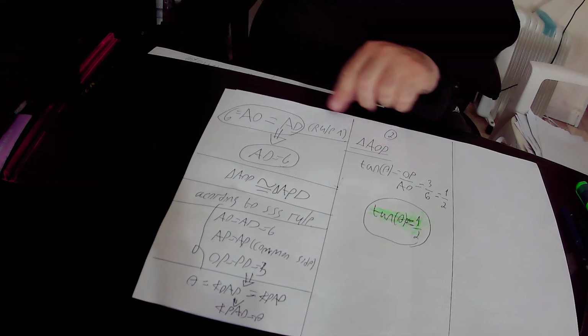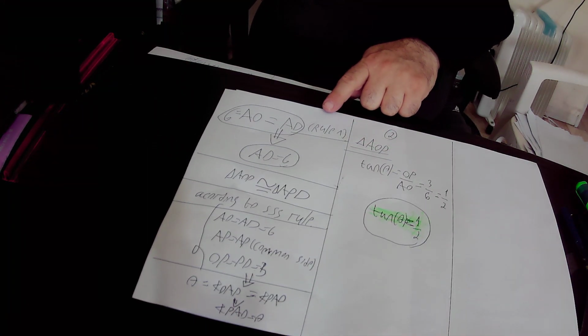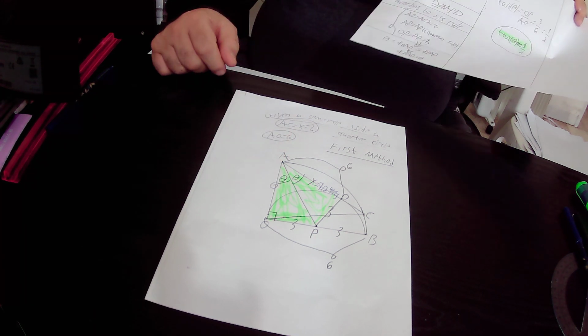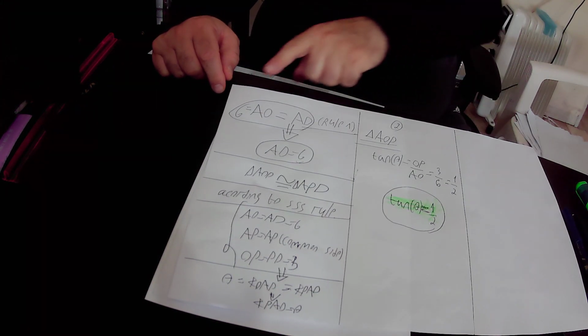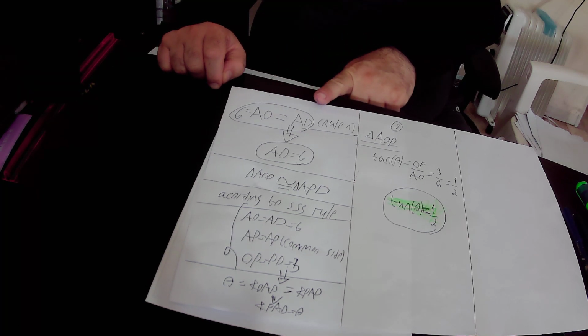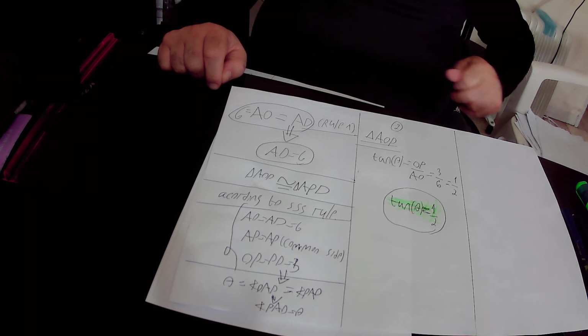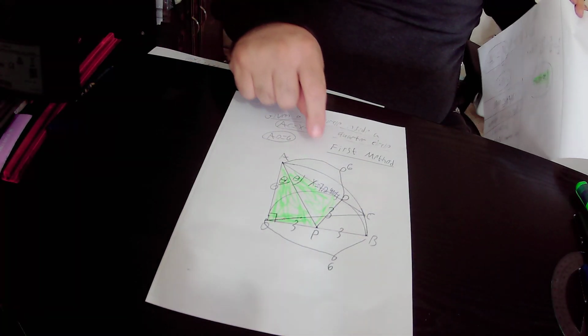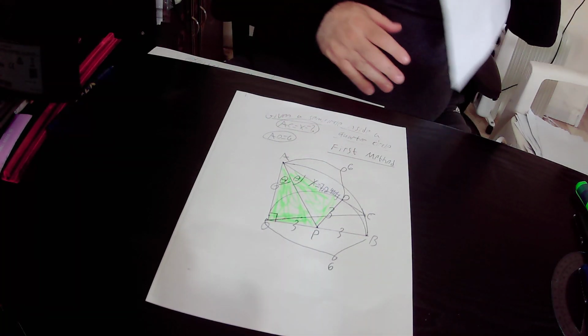Here AO equals AD according to rule number 1, but AO equals 6 units as given in the question. So from this equation, 6 equals AO equals AD, we derive that AD is also equal to 6 units.